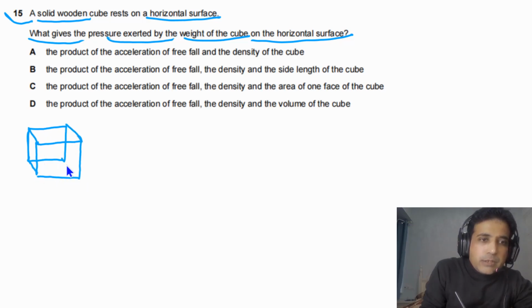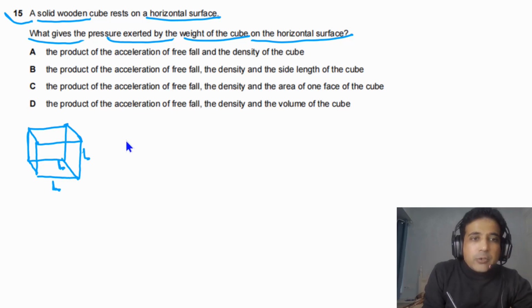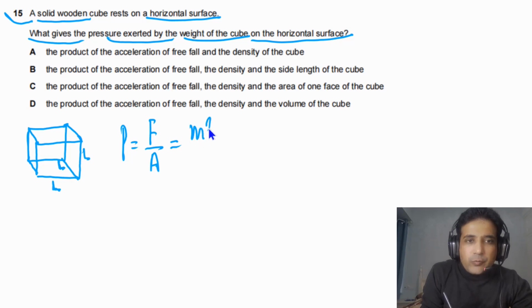So you can see this cube has all the sides equal. So we can say the length of one side, let's say, is L. So the length of this side is also L. And in this case, we need to find the value of P. And P is equal to force over area in contact. So F over A. F in this case is equal to the weight of the cube. So we can say mg over A. And the mass of the cube we can write in terms of density and volume. So we can say density times volume times g divided by A.